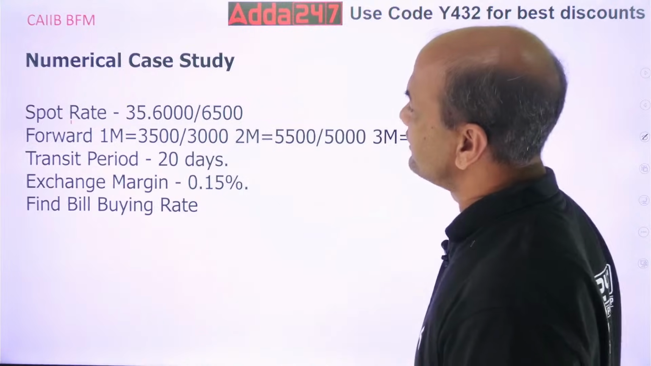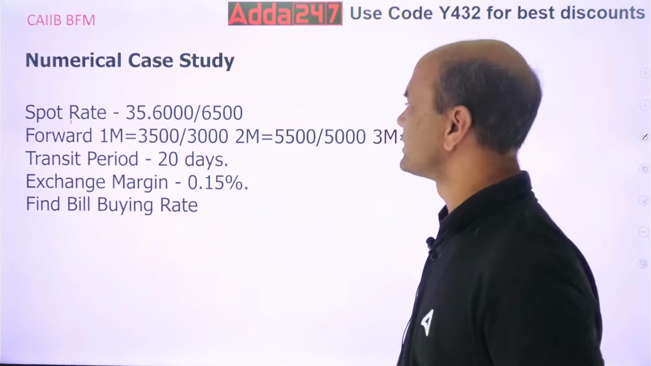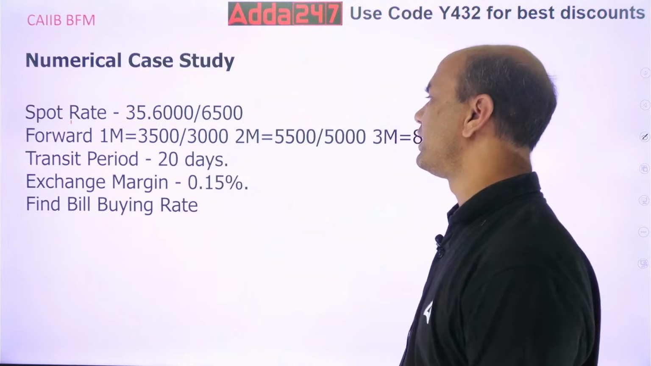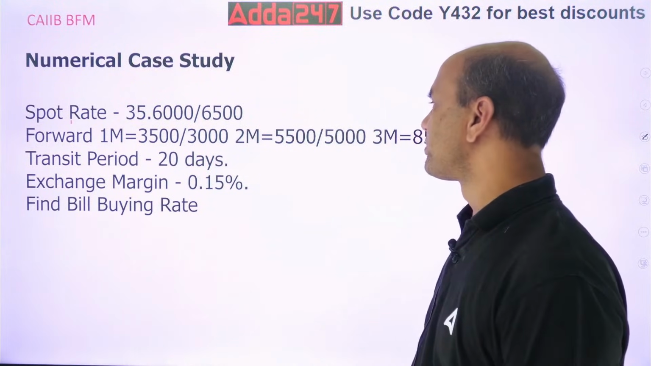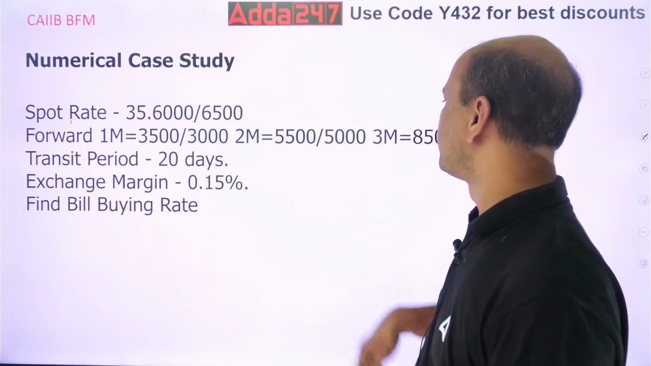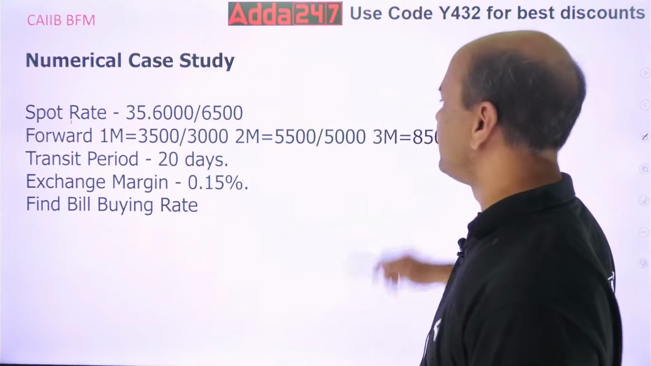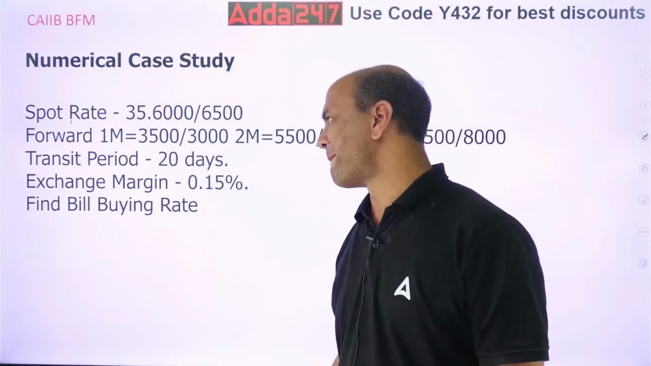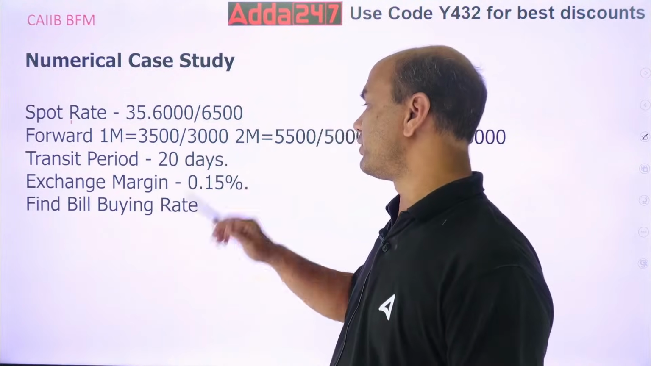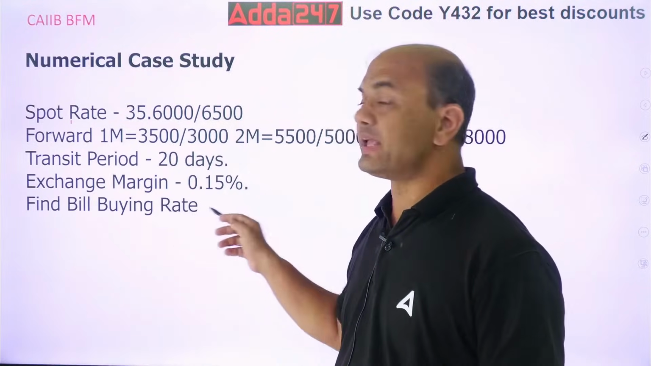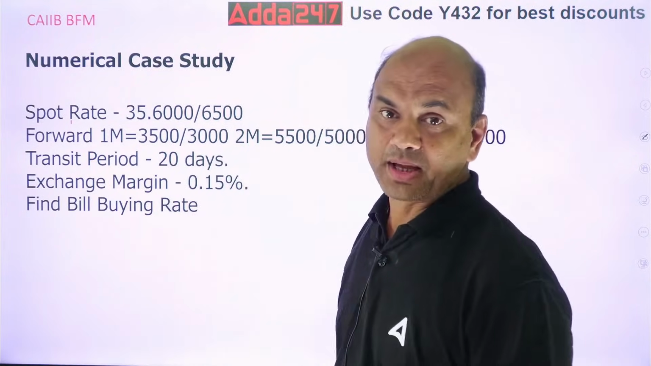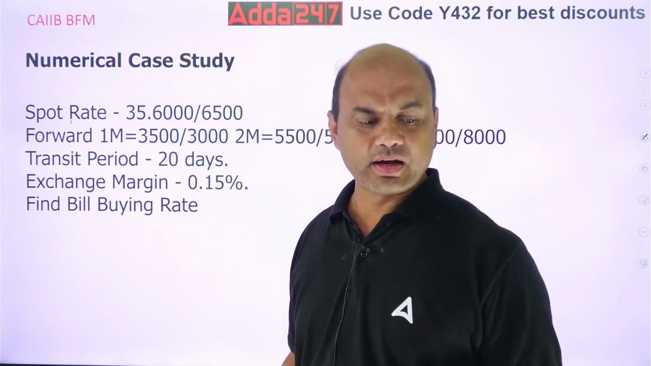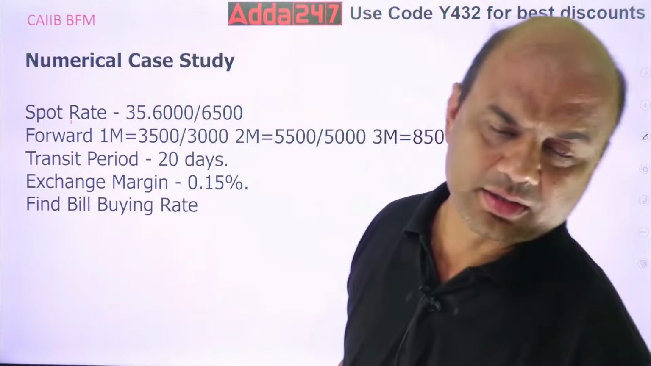What is given? Spot rate is given as 35.6065. Forward for 1 month is given as 3500 and 3000. 2 month is 55 and 5. 3 month is 85 and 80. Transit period is given as 20 days. Exchange margin is given as 0.15%. Calculate the bill buying rate. It's a buying. Buying means export. Kindly note, whenever you have a buying rate, it's an export transaction.